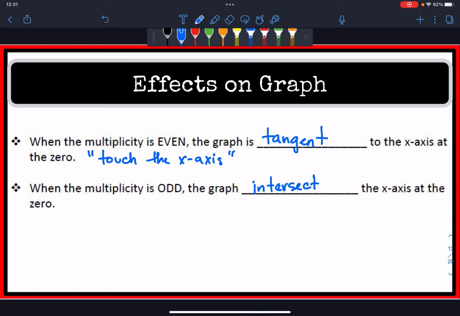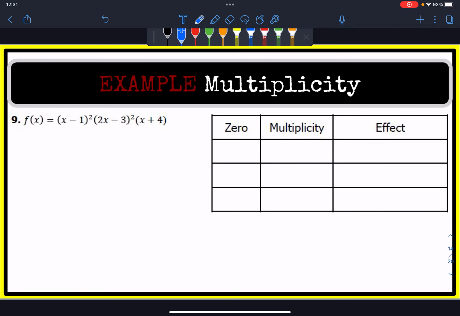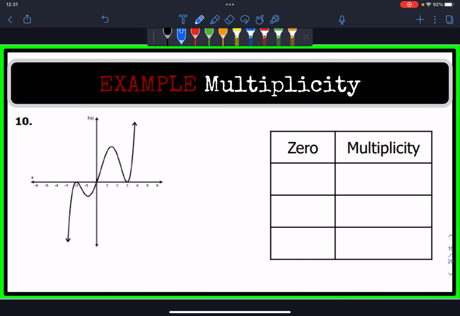So for example, let's look at example 10 before we go to this one. So right here, we have 3 zeros. We're touching or crossing the x-axis at 3 locations. Here, here, and here. So our 3 zeros, our 3 x-intercepts from left to right, are x equals negative 2, x equals 0, and x equals positive 3.